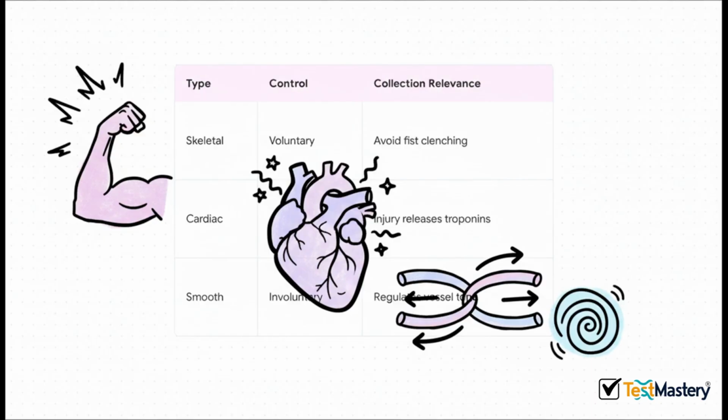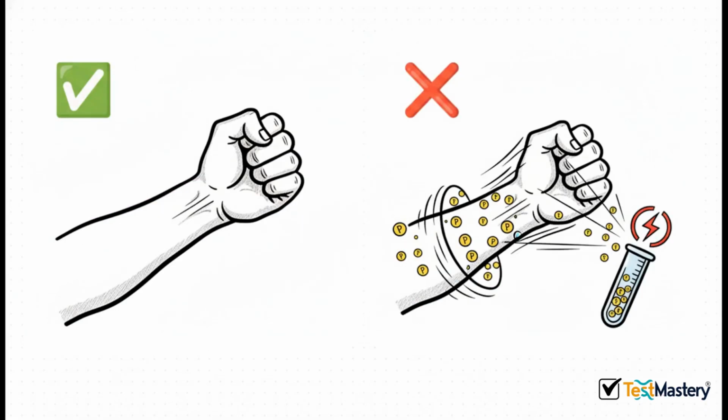And then there's smooth muscle, which controls our blood vessels. When a patient gets nervous, it can cause a drop in blood pressure that leads to fainting. So here is a really crucial point. Telling a patient to pump their fist is an old, incorrect practice.